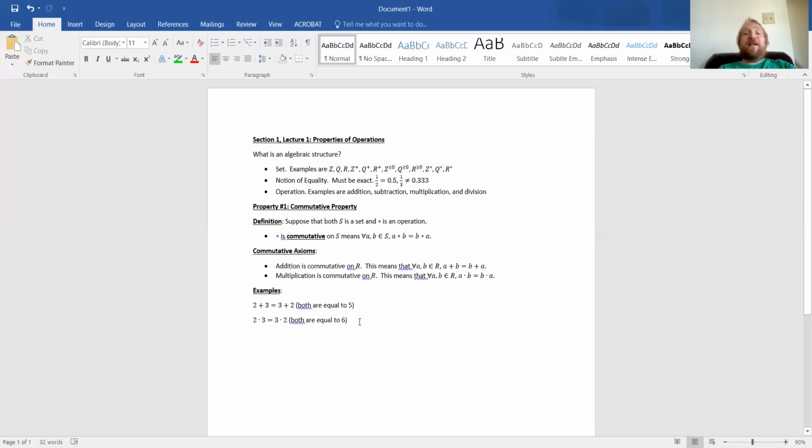Now, addition and multiplication are both commutative. And commutative is a property of those operations, meaning that once we know the operation is commutative on the large set R, it's automatically commutative on any subset of R. Okay, more to come shortly.